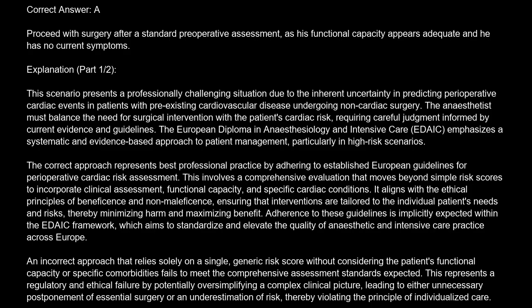An incorrect approach that relies solely on a single, generic risk score, without considering the patient's functional capacity or specific comorbidities, fails to meet the comprehensive assessment standards expected. This represents a regulatory and ethical failure by potentially oversimplifying a complex clinical picture, leading to either unnecessary postponement of essential surgery or an underestimation of risk, thereby violating the principle of individualized care.